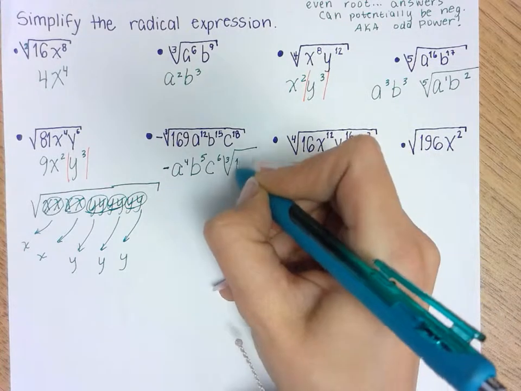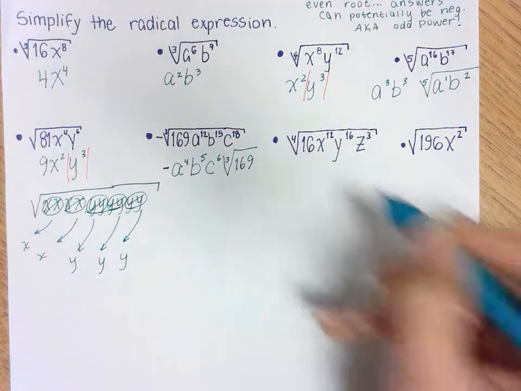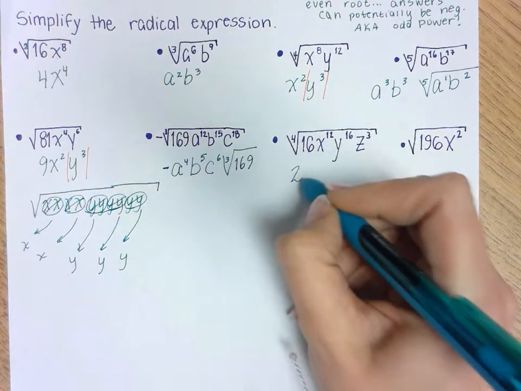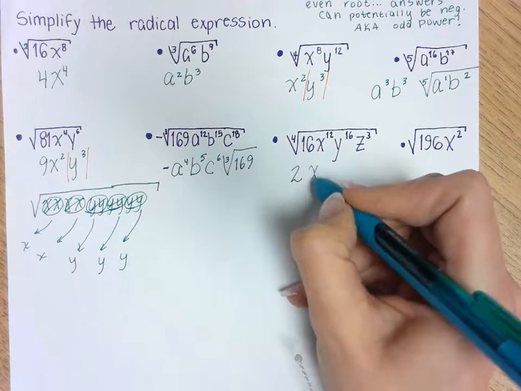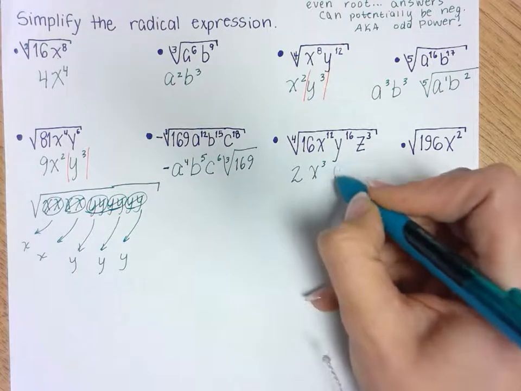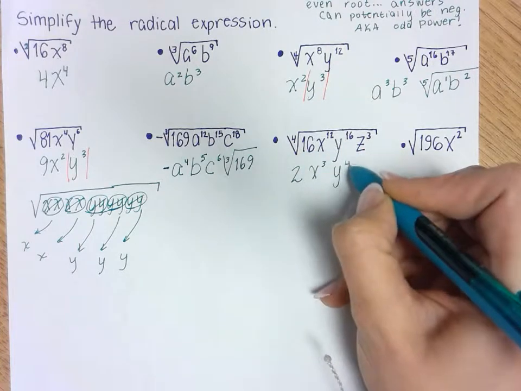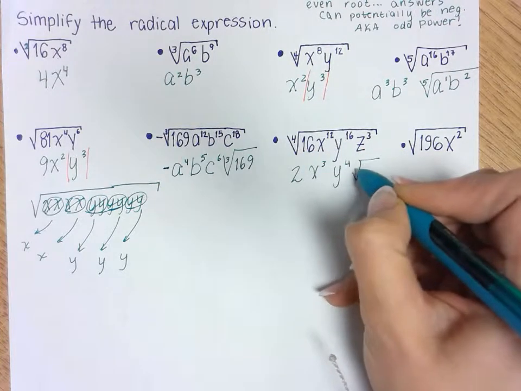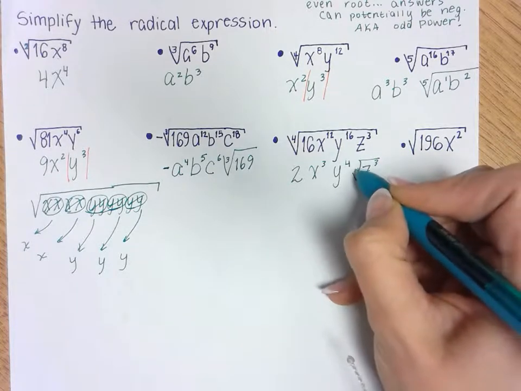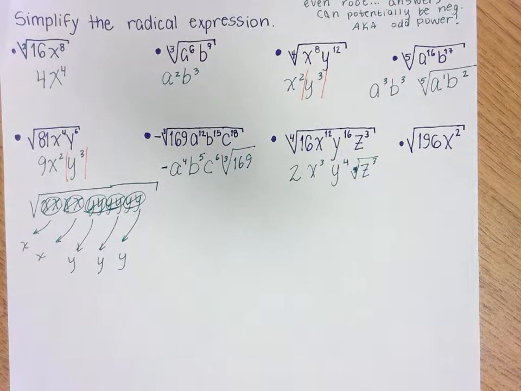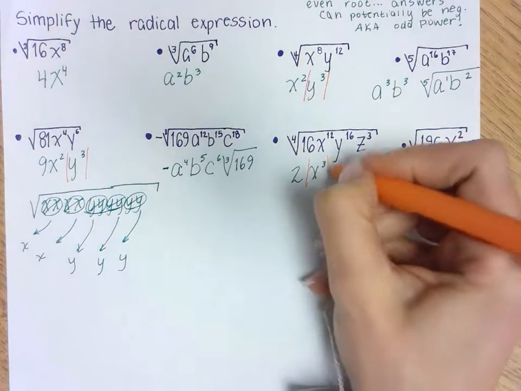And there's the 169. Fourth root of 16, 2. The fourth root of x to the 12th is x to the third. Odd power, watch out. y to the fourth. z to the third, I can't really do anything with that because I don't have enough to make a group of 4. So there's my 4, don't lose your index. And then I need absolute value bars right there.